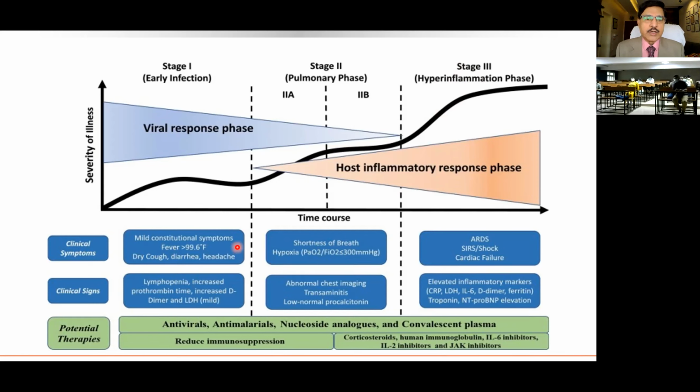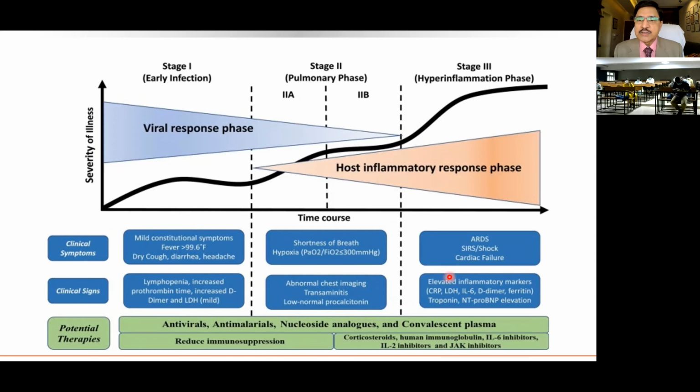Here, mild constitutional symptoms, fever maybe 99.6, dry cough, diarrhea, headache. Here, shortness of breath, hypoxia. Here, ARDS, SIRS, respiratory shock syndrome, and then cardiac failure. And clinical signs here, lymphopenia, early lymphopenia, increased PT, increased D-dimer, LDH, I told you, and interleukins. These are predictive here. Abnormal chest imaging will start here, transaminases, and then low or normal procalcitonin.